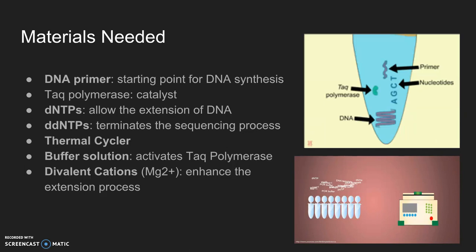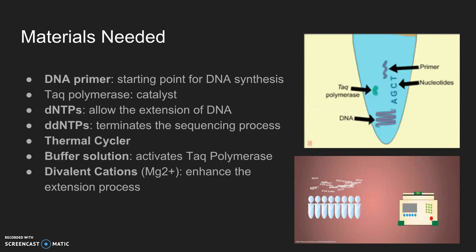dNTPs are used to terminate the sequencing process because they lack the 3'-OH. dNTPs allow the extension of the DNA strand, so polymerase begins synthesizing new nucleotides from the primer. And primers are short single strands of RNA or DNA, usually about 18 to 22 bases, that serve as a starting point for DNA synthesis. It is required for DNA replication because the enzyme that catalyzes the reaction, DNA polymerase, can only add new nucleotides to an existing strand of DNA.